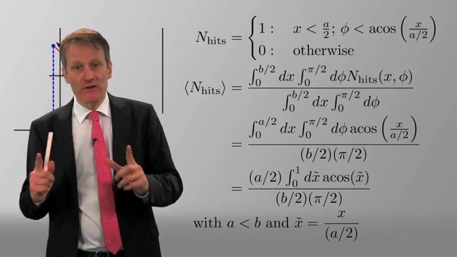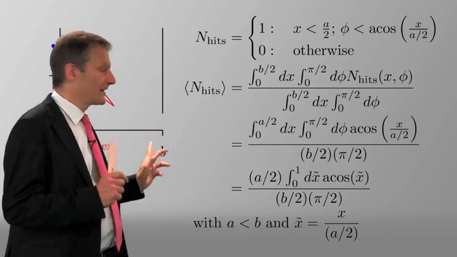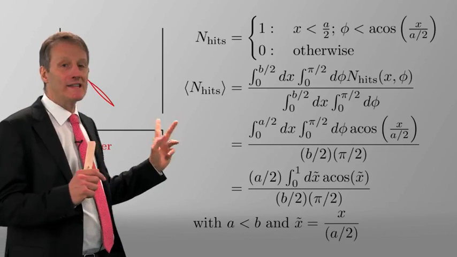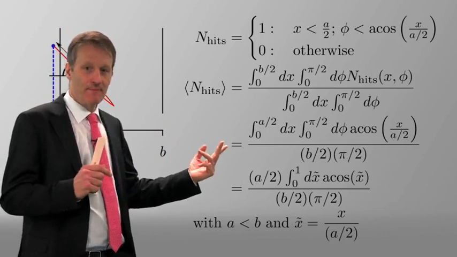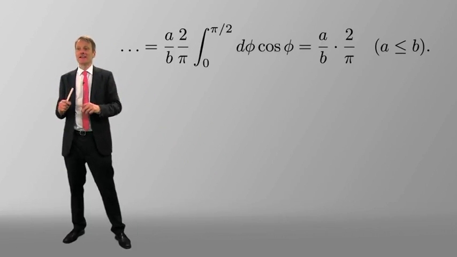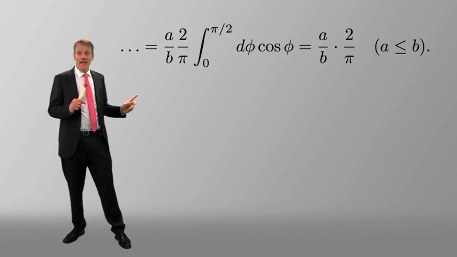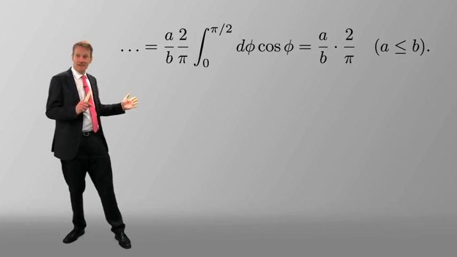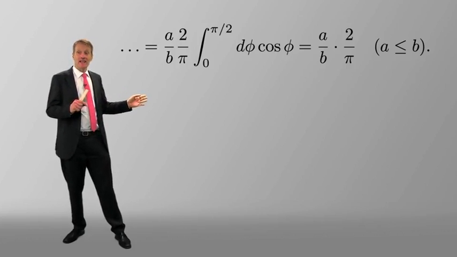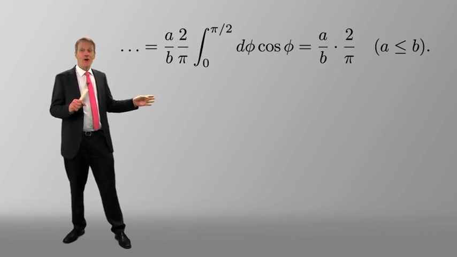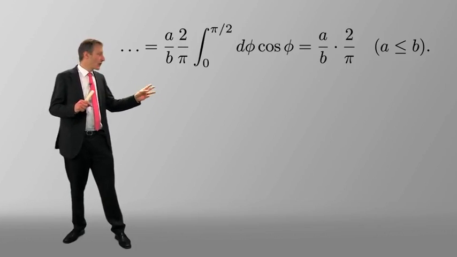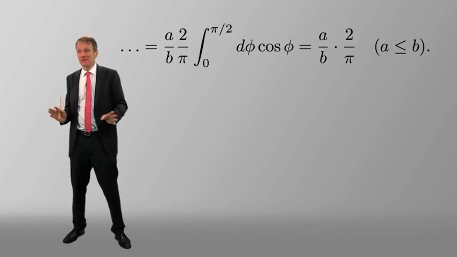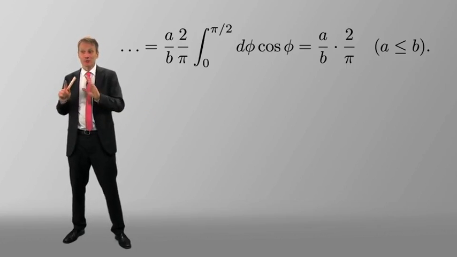Well, think about it twice and you will find out that it would have been wiser to first integrate over x and then integrate over phi. And we find that the expected number of hits is proportional to an integral d phi from 0 to pi over 2 of cosine of phi, and this integral, we know how to do it, it is equal to 1.